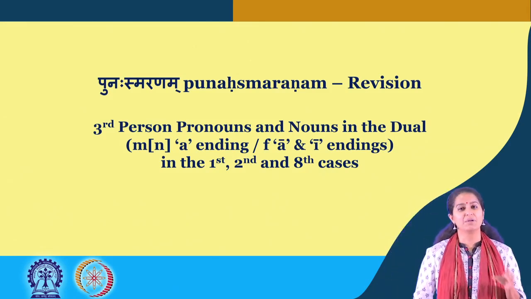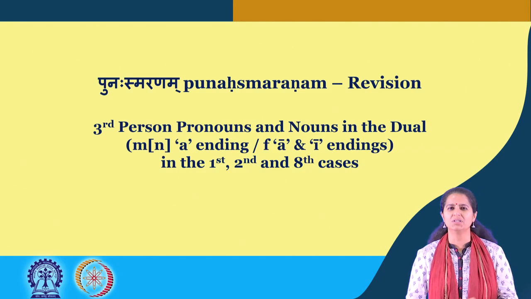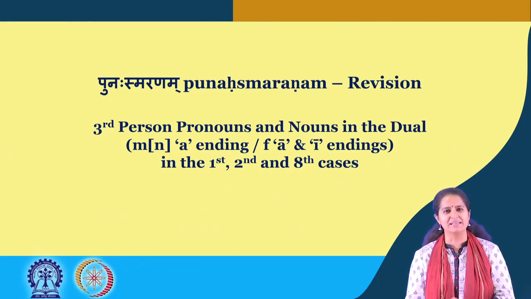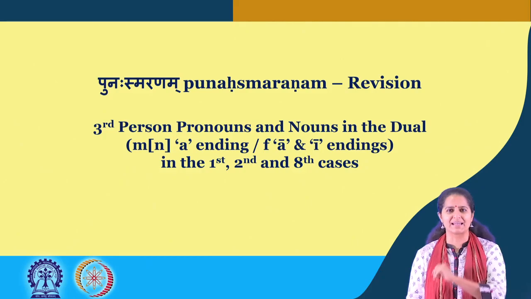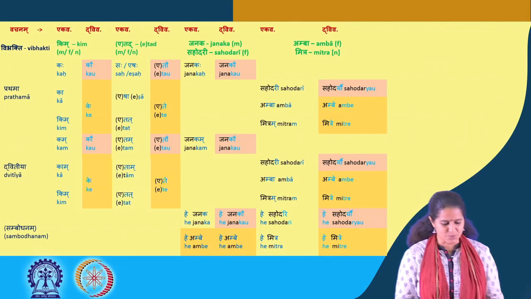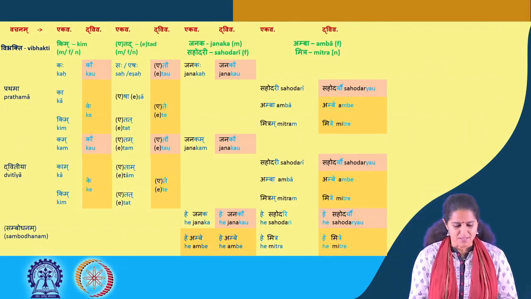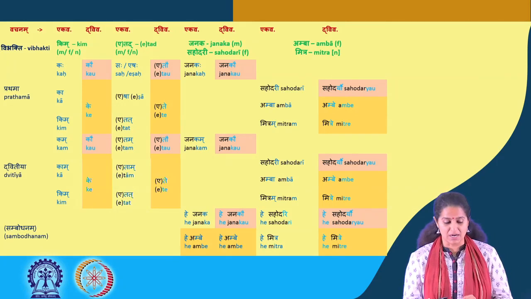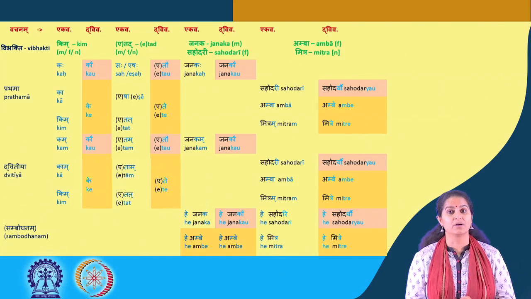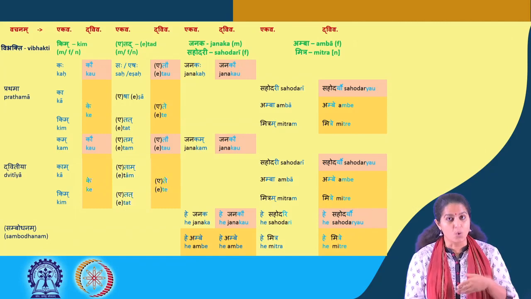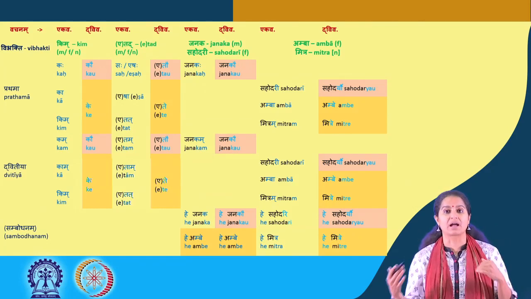So we've been looking at the third person pronouns and nouns in the dual. So for the masculine and neuter akara ending words, and the feminine words ending with a and e, and as we've seen, they've been in the first, second and the eighth cases. So this is a chart for that, and as you can see, I've tried to do a color scheme for you there. So we have for the masculine, kaha, eshaha and janakaha in the singular. What happens in the dual? It becomes kau, etau or tau and janakau.